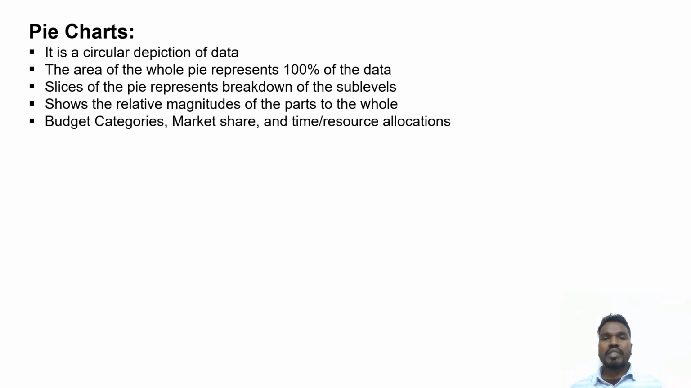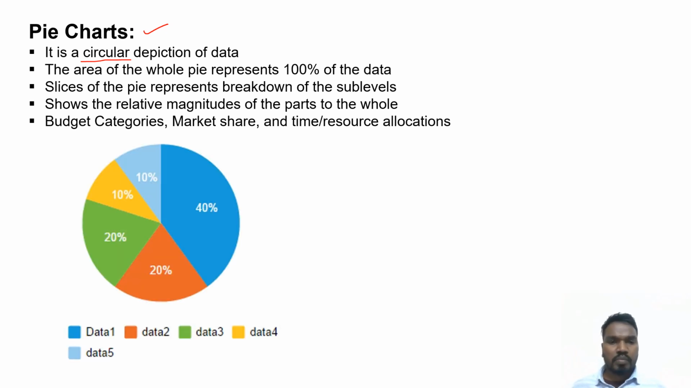You might have seen in newspapers that the data is represented in the form of circles, right? Whenever you are representing the data in circular form, it is called a pie chart. This is an example of a pie chart. We have a complete circle, and this circle in total represents 100%. So we are going to represent the data in terms of percentage, and the total percentage is 100%.